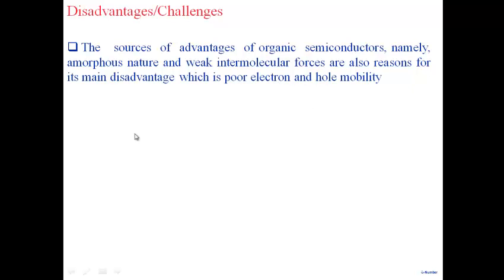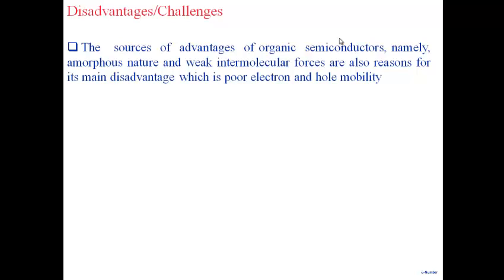Now you must be wondering, what can I do with 10 to the power minus 5 mobility? Or 10 to the power minus 3. Can you do anything with it? No? Well, that's where I think our biases come into the picture. I can make a very nice, very efficient organic LED with 10 to the power minus 5 or 10 to the power minus 4 mobility. We'll go through the numbers.